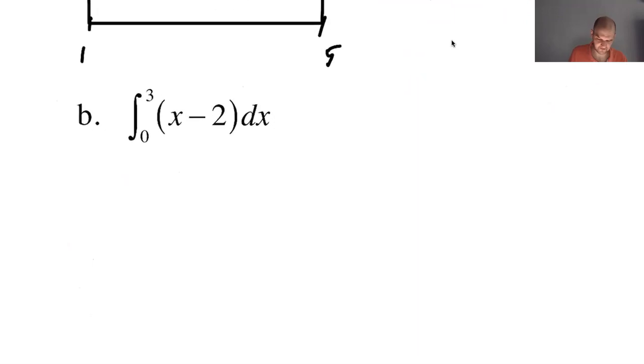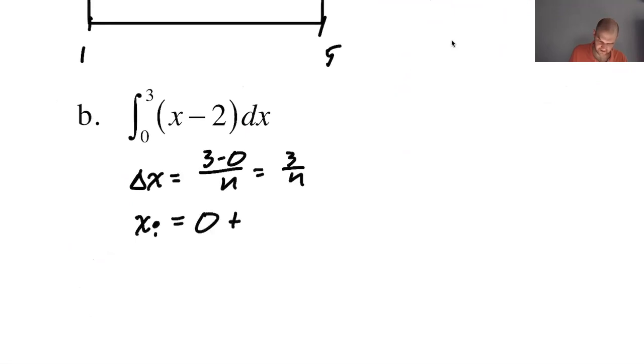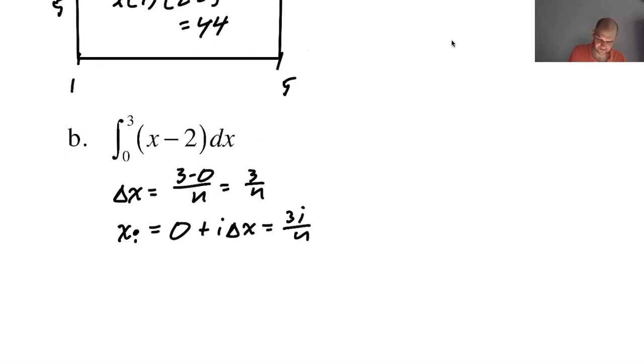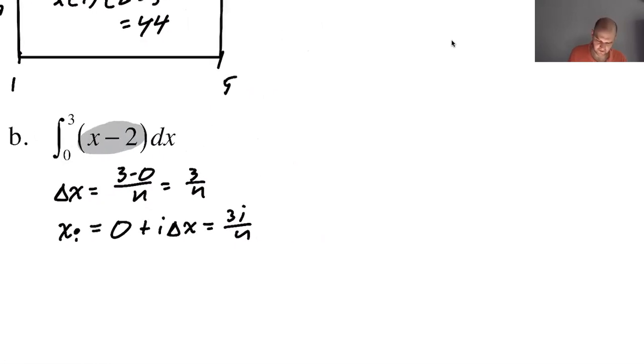So let's do this one. So delta x, you start at 0, end at 3, so they're 3 minus 0 apart, and 3 over n. X sub i, you start at 0 and you add i times delta x, so it's 3i over n, and then f of x is your function, and your function is just x minus 2. So we can write the area as a function of n. It's an area approximation as a function of n.